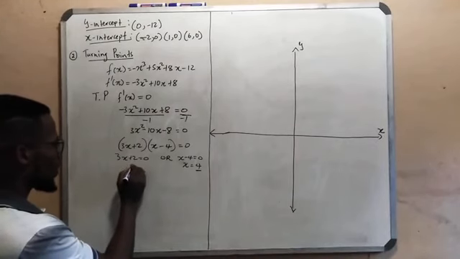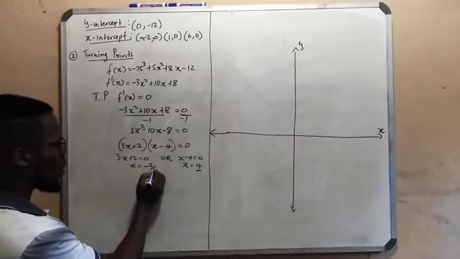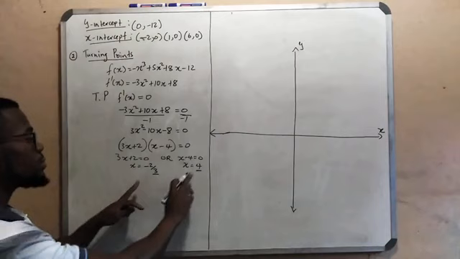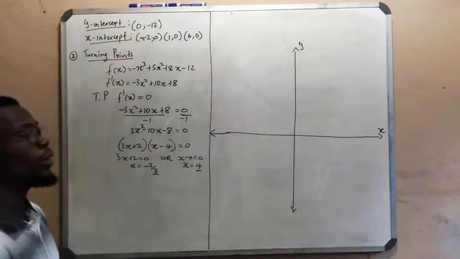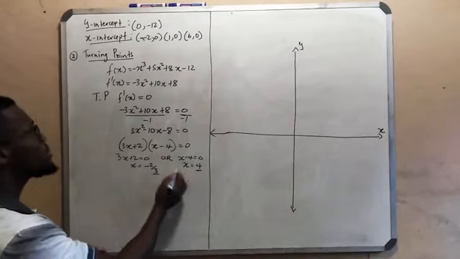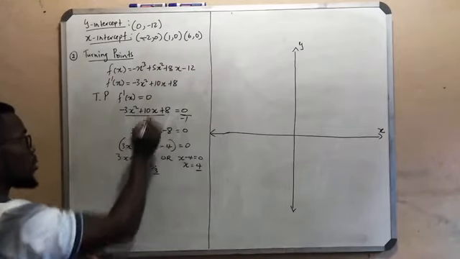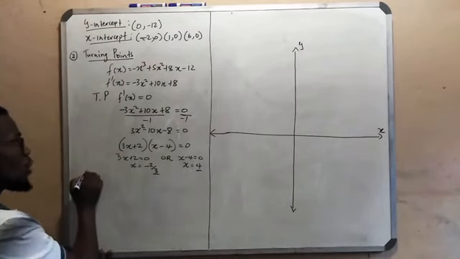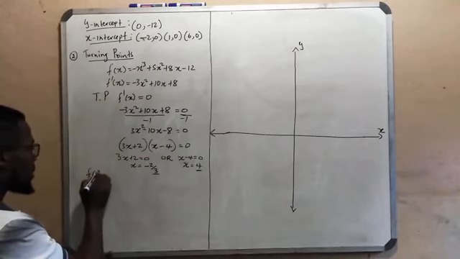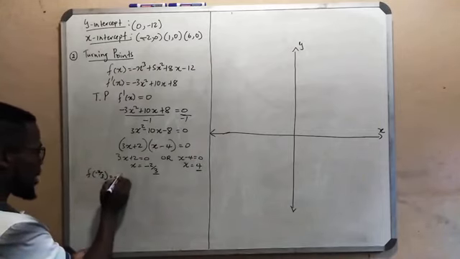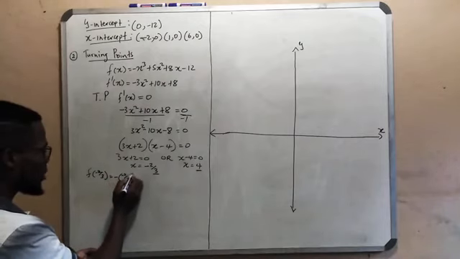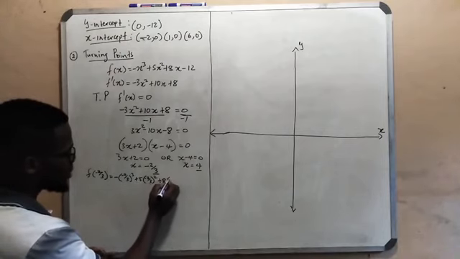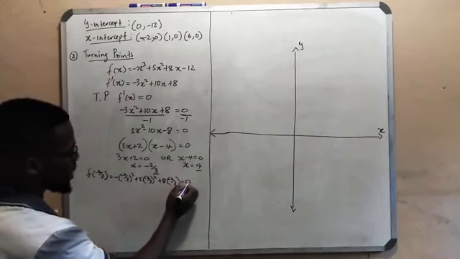Let us find the second one. x = -2/3. This value of x is the second x value of the turning point. That simply means we're going to have two turning points. So we take these values and substitute them into the original function to get the corresponding y values. So we're going to have f(-2/3) = -(-2/3)³ + 5(-2/3)² + 8(-2/3) - 12.